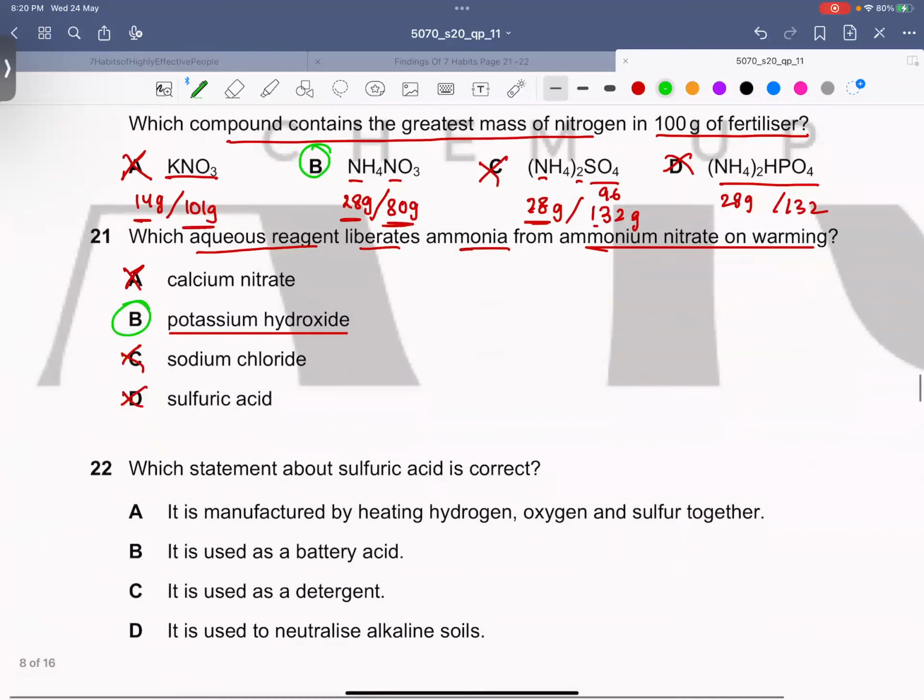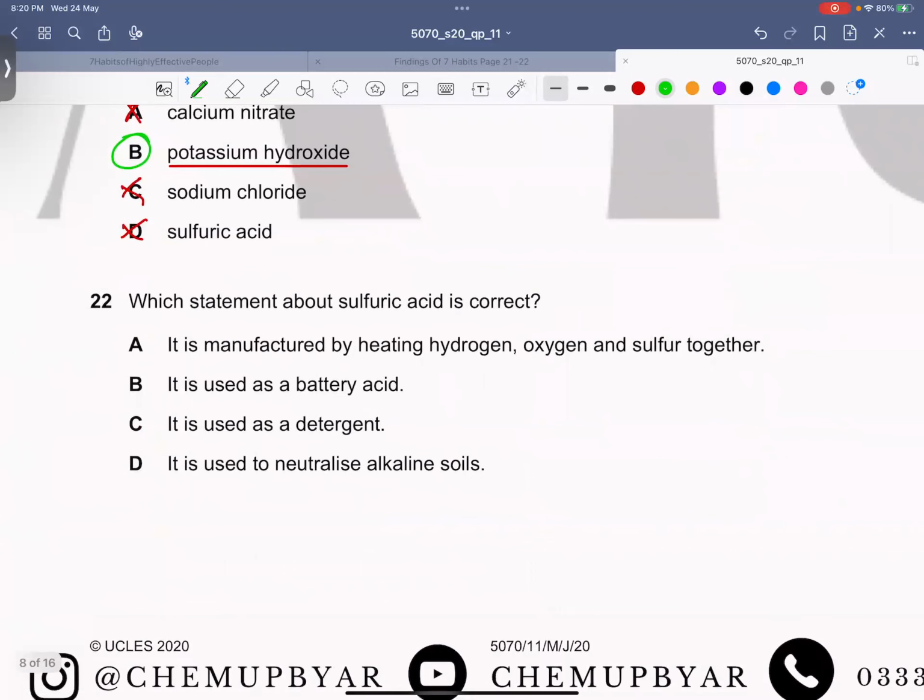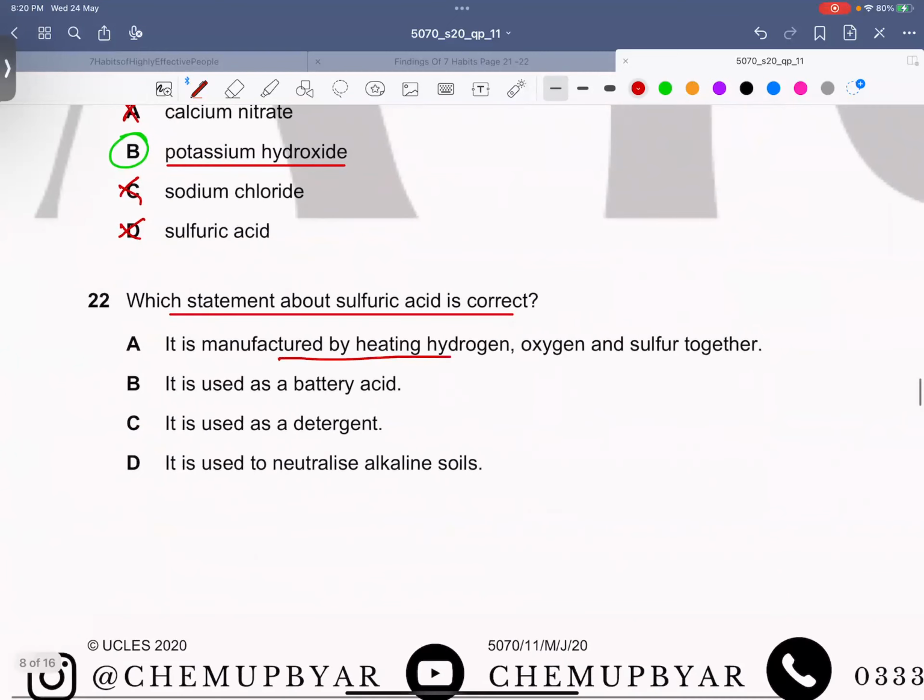Okay. Now question number 22. Which statement about sulfuric acid is correct? It is manufactured by heating hydrogen, oxygen, and sulfur together. Not at all. It is used in batteries. Yes, that can be answered. It is used as a detergent. No, it is not used as a detergent. It is used to make detergents. Remember, it is not used as a detergent, but sulfuric acid is used to make detergents sometimes.